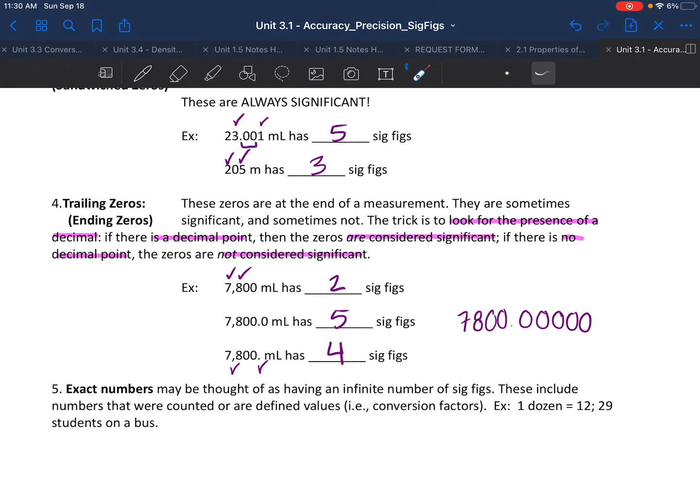And the last thing here is just to be aware of exact numbers. We say they have infinite significant figures, but the true thing is we just have certain numbers that don't change our significant figures when we do calculations. So we'll get more into this when we talk about conversion factors later.